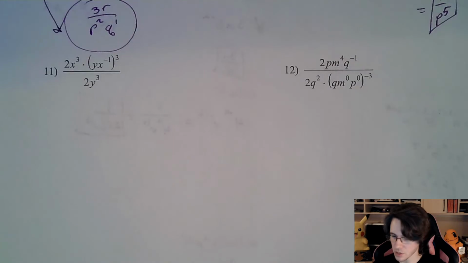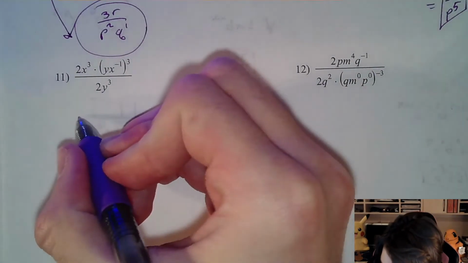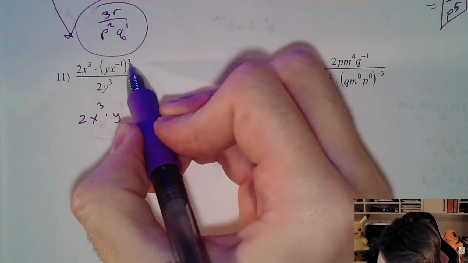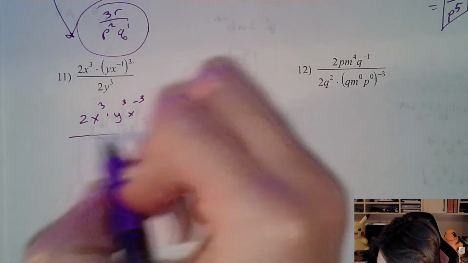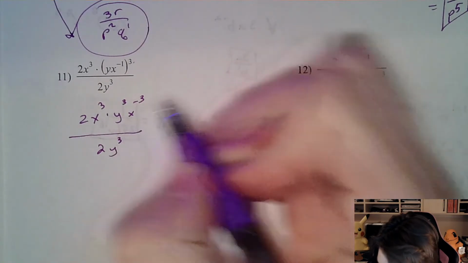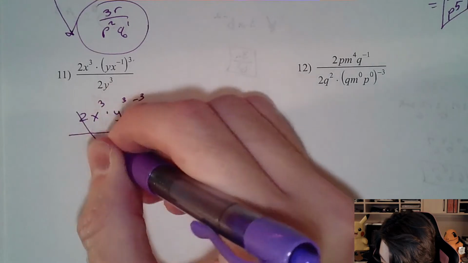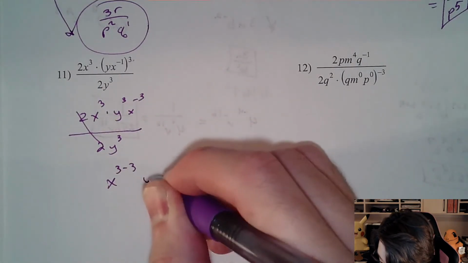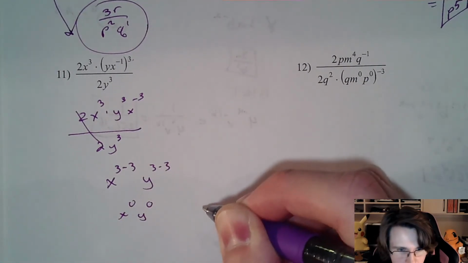Let's continue on, number 11. So don't be intimidated by the lots of stuff everywhere. It's not going to be a big deal. 2x to the third multiplied by y. Power, we multiply exponents, so it's going to be y to the third, x to the negative third, divided by 2y to the third. And for this one, we can write it as 2 divided by 2. These cancel out. Then we get x to the 3 minus 3, y to the 3 minus 3. So you get x to the 0, y to the 0, which is 1.